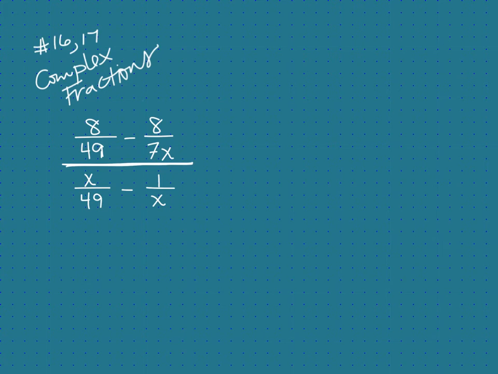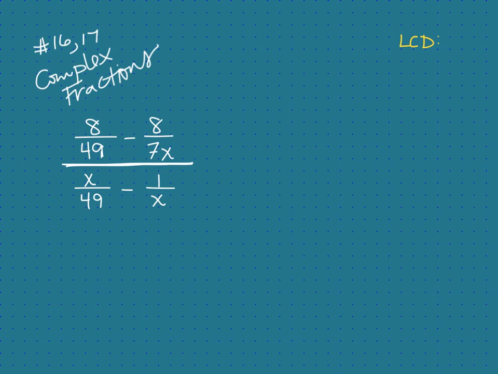All right, in this next example with the complex fraction, we have more going on than just the ability to multiply by the reciprocal here. This one has more than one fraction in the top and the bottom. And so what we need to do is get it down to one fraction up here and one fraction down here. The way we're going to do that is just look at the numerator, and look at the denominator. Look at all the denominators, basically. 49, 7x, and x. We need to find an LCD.